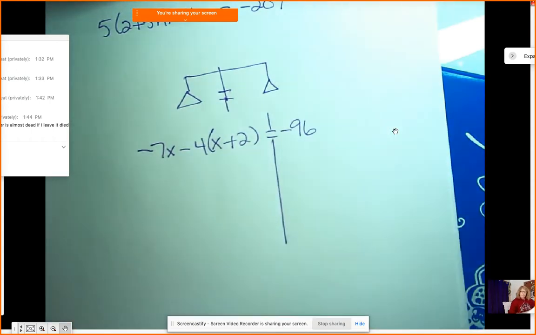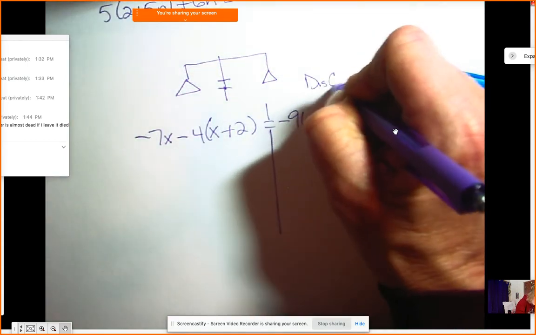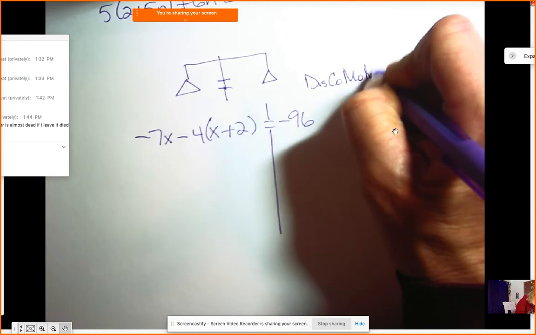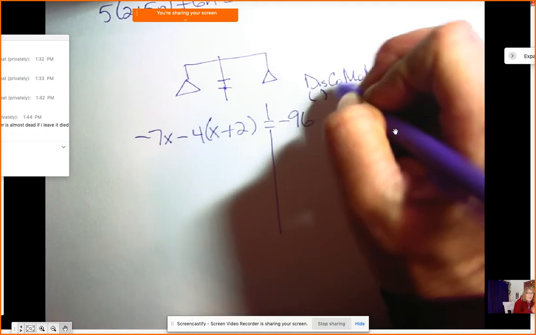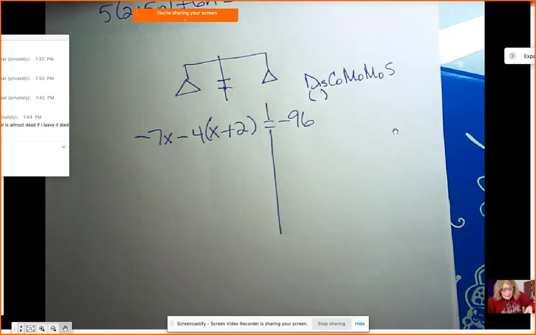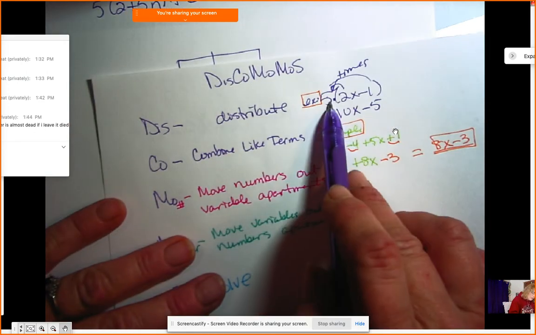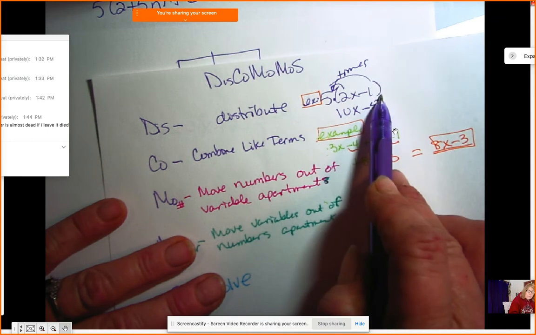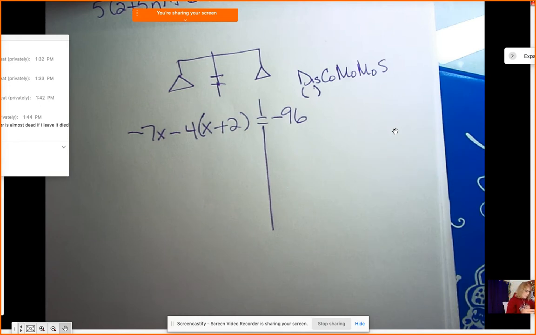Okay, now we're going to DisCoMoMoS. I'm going to write it up here, and as we do each step, we're going to cross them off. First step is distribute. The thing that gives away distribute is, are there any parentheses? That's your first clue. Remember, order of operations, the first thing you're looking for are distribute. Okay, and we're going to look at our rules. Distribute, here are the examples. A number out front of a parenthesis. Okay, DisCoMoMoS. You should have these in your notes, and they're posted on the Jamboard.